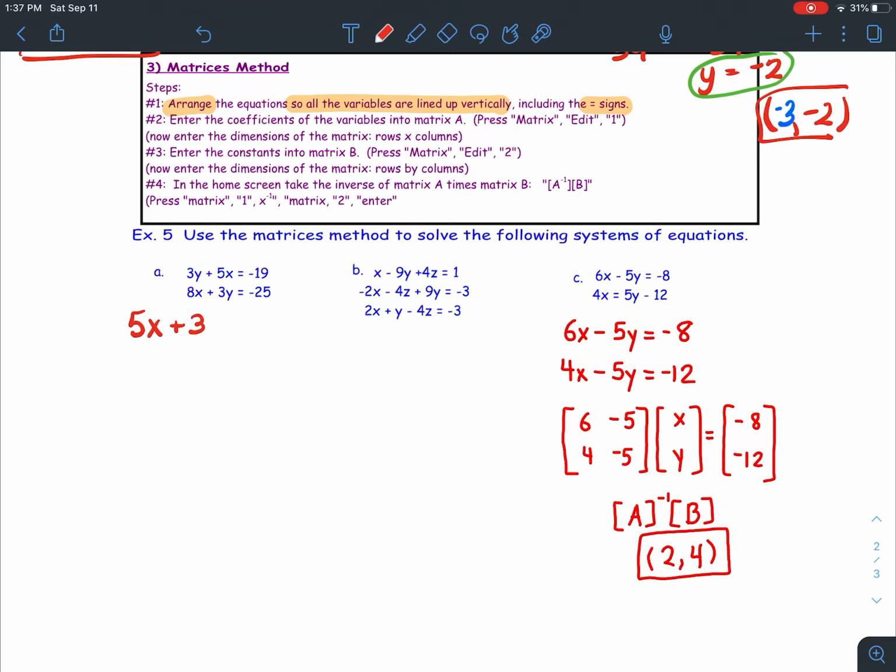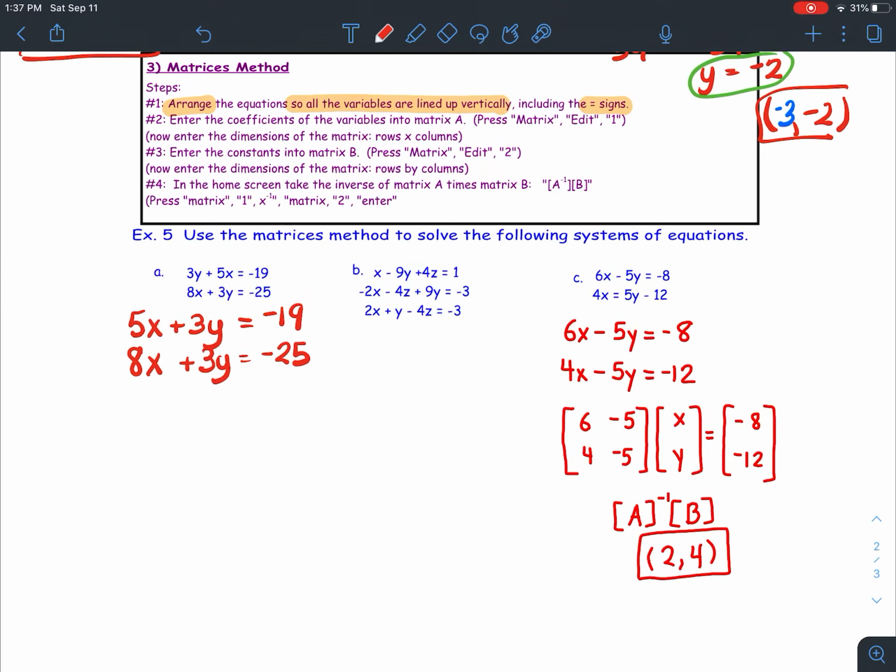So I'm going to rearrange the first equation. So the x is first, y is second, then my equal sign, then my constant. The second equation looks like it was already like that, so I'm just going to recopy the second equation underneath the first one that I rearranged. That way, see how I have everything lined up vertically: x's, y's, equal signs, and constants.